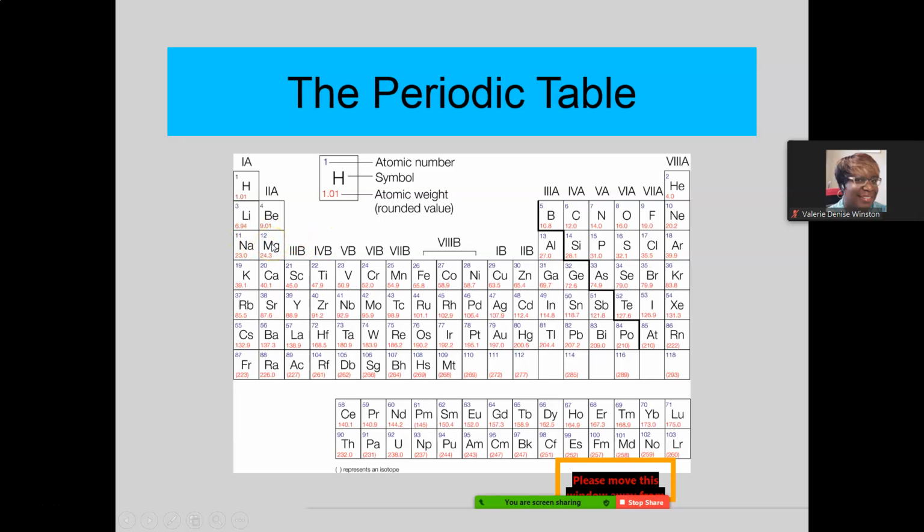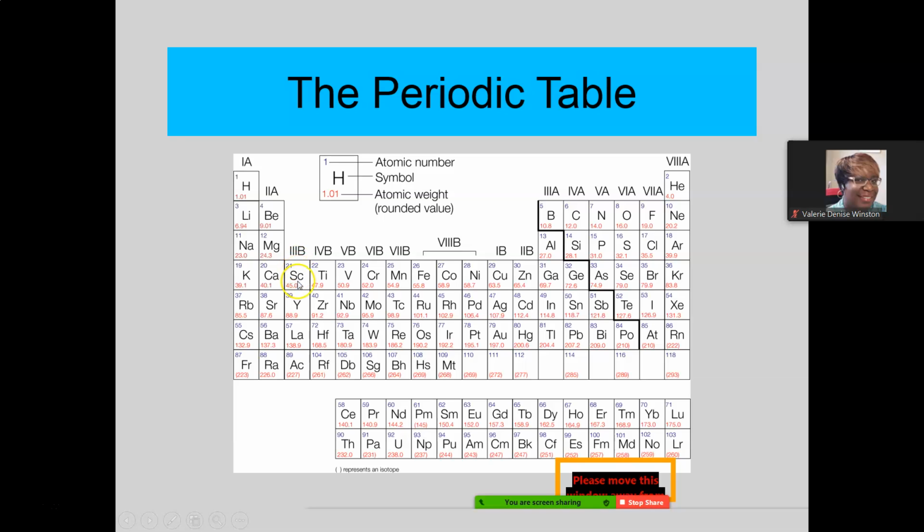3S1, 3S2, 3P1, 3P2, 3P3, 3P4, 3P5, and 3P6. Then you go and fill 4S1, 4S2 before you start doing your 3Ds.